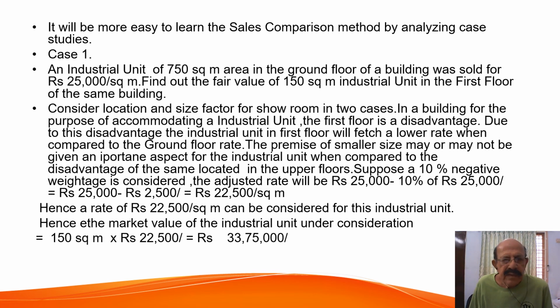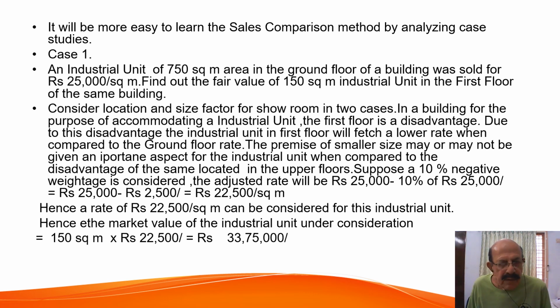It will be easier to learn the sales comparison method by analyzing case studies. Case 1. An industrial unit of 750 square meter area on the ground floor of a building was sold for rupees 25,000 per square meter. Find out the fair value of a 150 square meter industrial unit on the first floor of the same building. Consider location and size factor for showroom in the two cases.